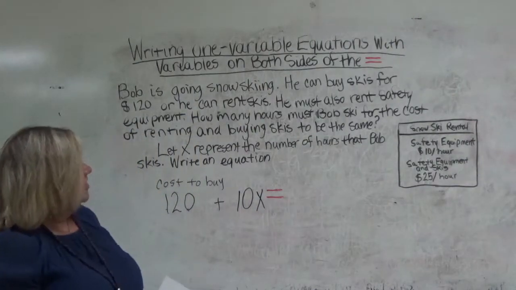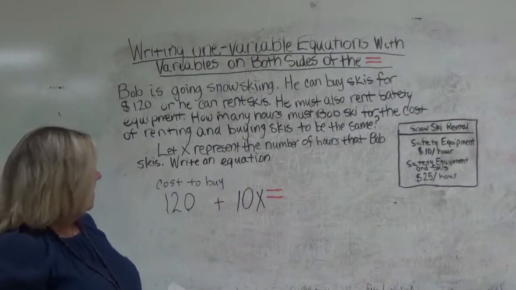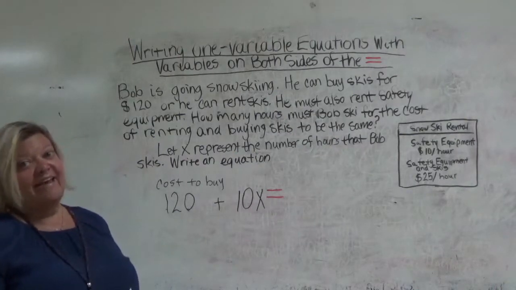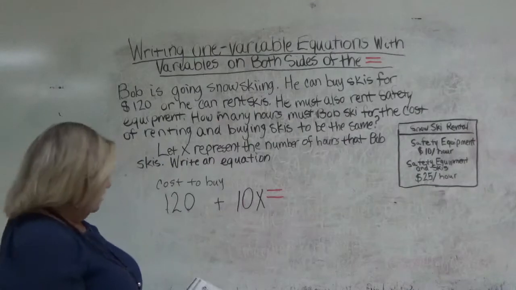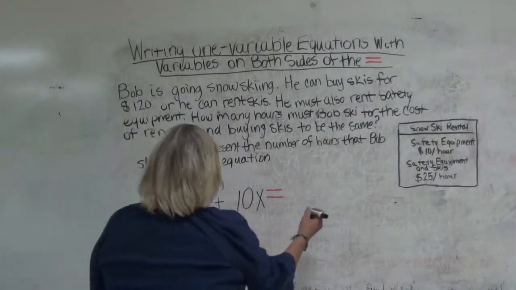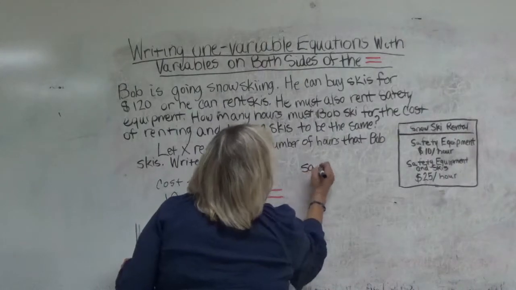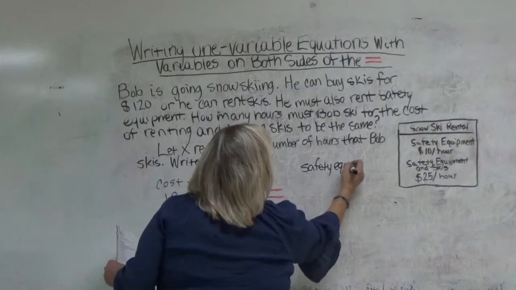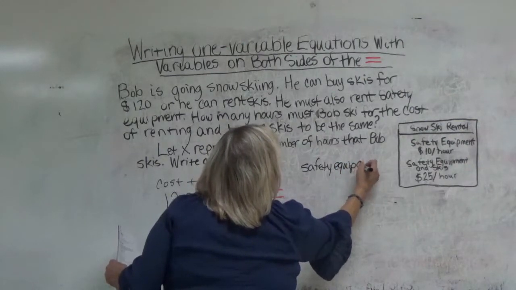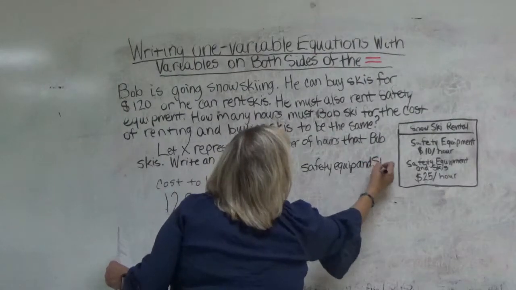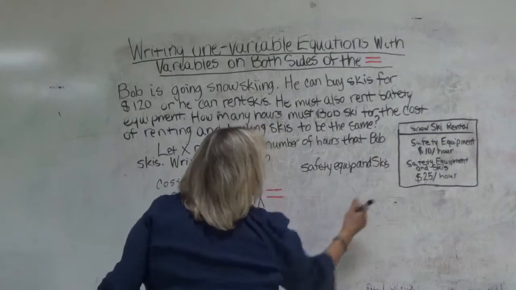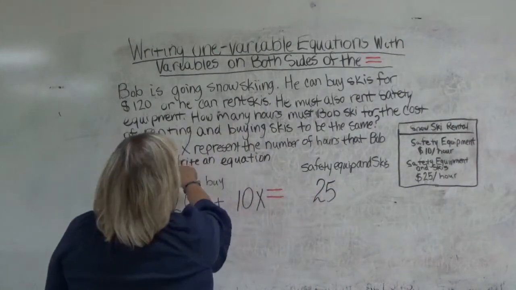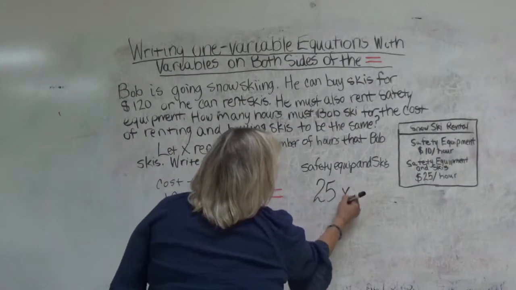The next thing we're going to do is look at how much it costs to rent the safety equipment and the skis together. And that's $25 an hour. So on the other side of the equal sign, we're going to put the safety equipment and skis. And we can see right there in the box that's $25, and that's per hour for the X as well.